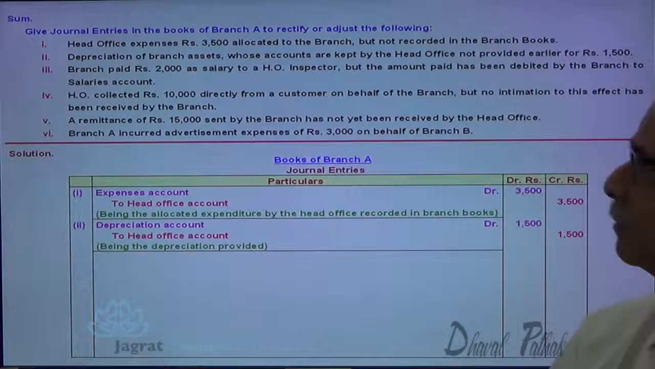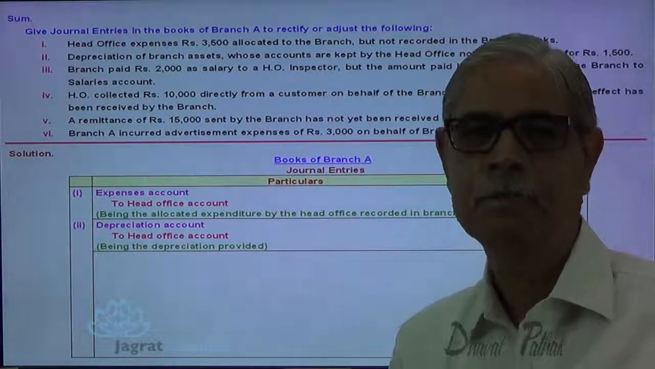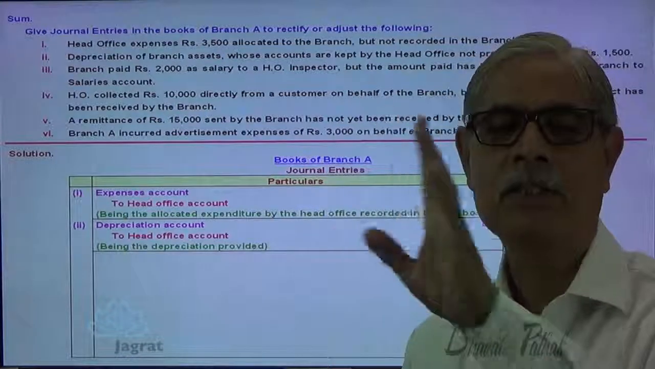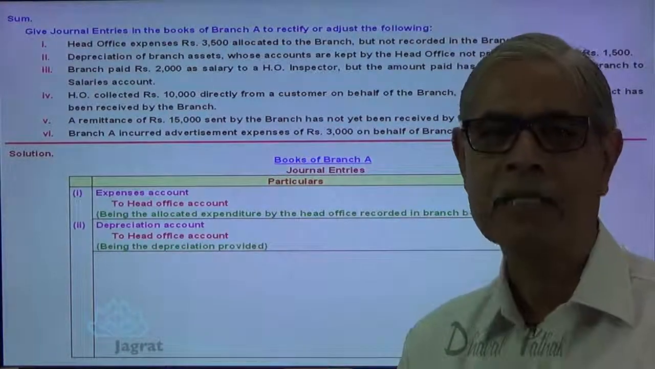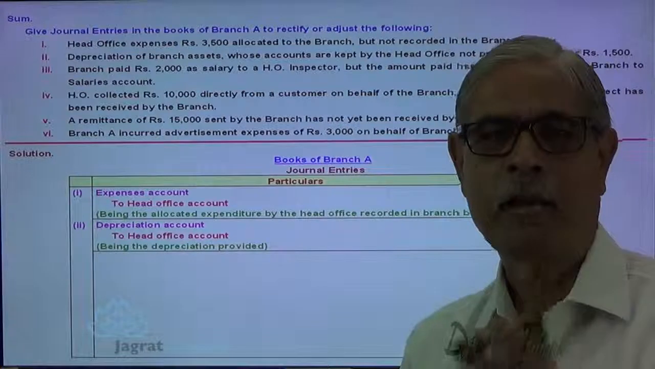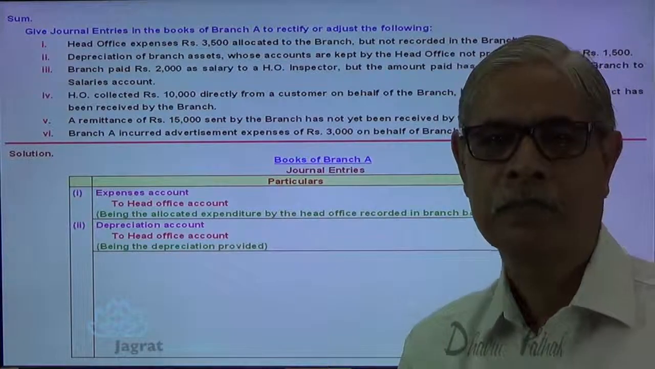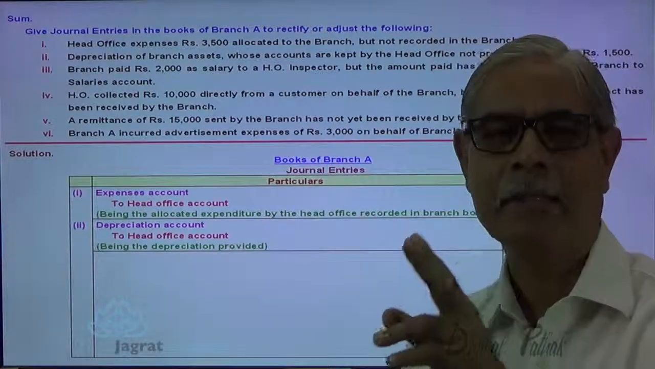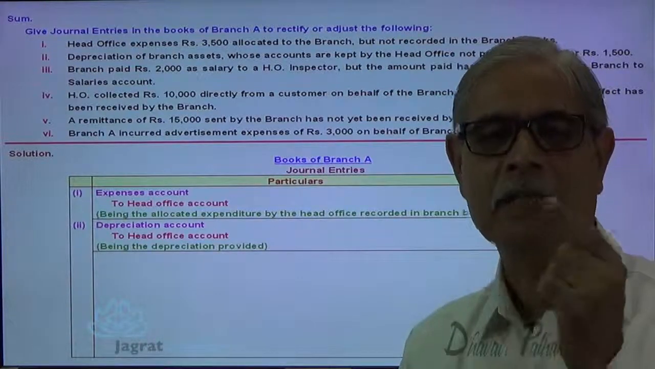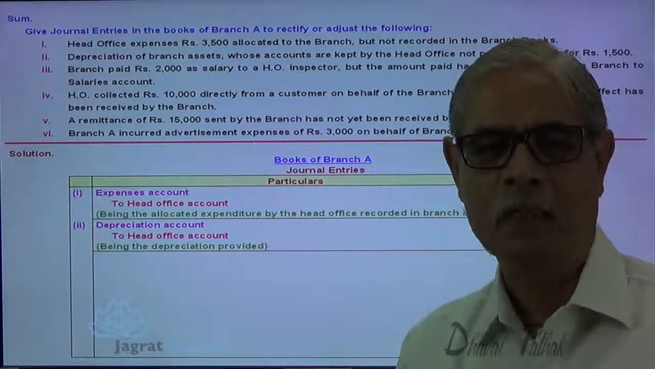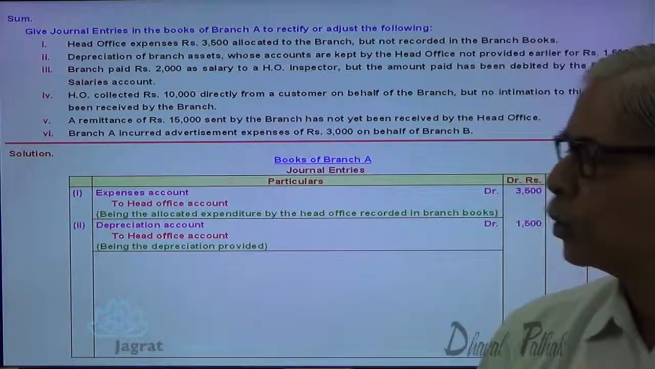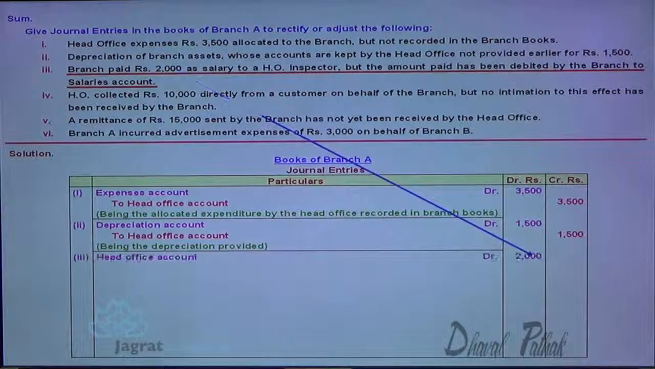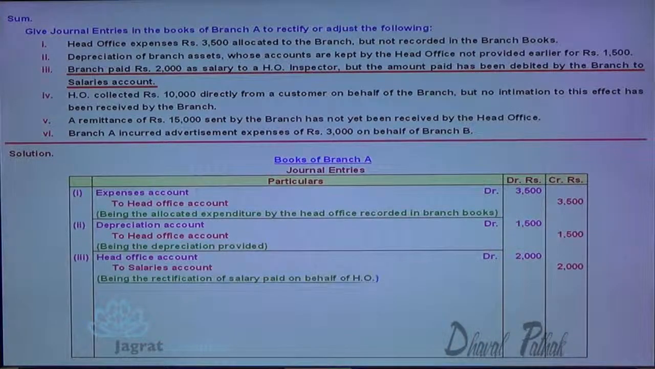Branch paid 2,000 salary to HO inspector. So it's an expense of HO paid by branch. This expense should have been debited to HO account. Instead, branch has debited to salary account. Salary account is wrongly debited. Undo that which is wrong. Do what is right. So HO account debit to salary account credit. Being rectification entry of salary paid on behalf of HO.